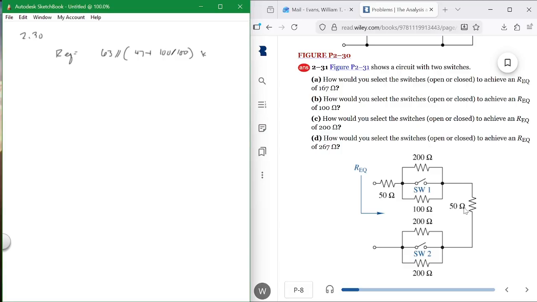Well, you look at this and you say, if the switch is open, what do I get? I get 67 across this. If it's closed, I get 0. If it's open, I get 100. If it's closed, I get 0. So this is 67 and this is 100. So if I want to get 167, I do what?